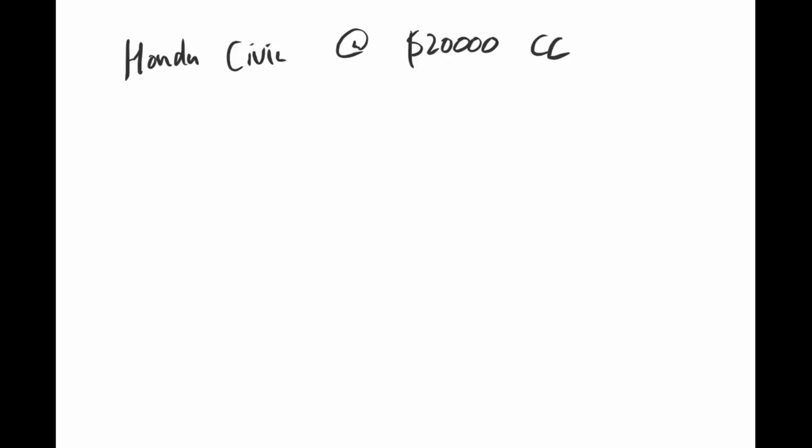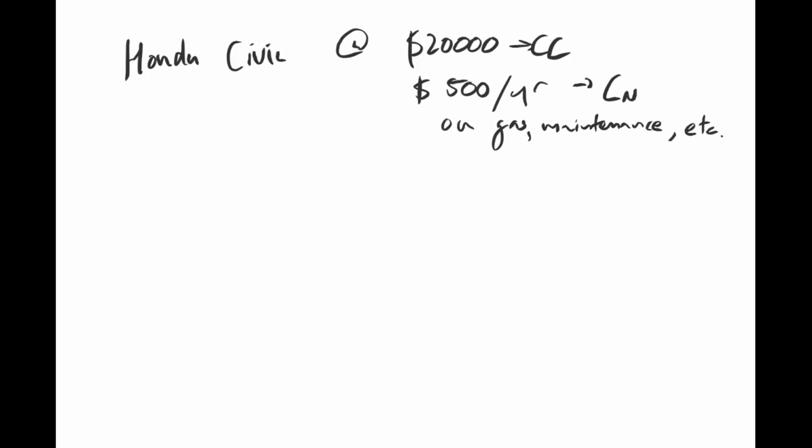So if I were to take this example of a Honda Civic at $20,000 capital cost, and then let's say you spend $500 per year on gas, maintenance, and so on and so forth. So this would be your CN.